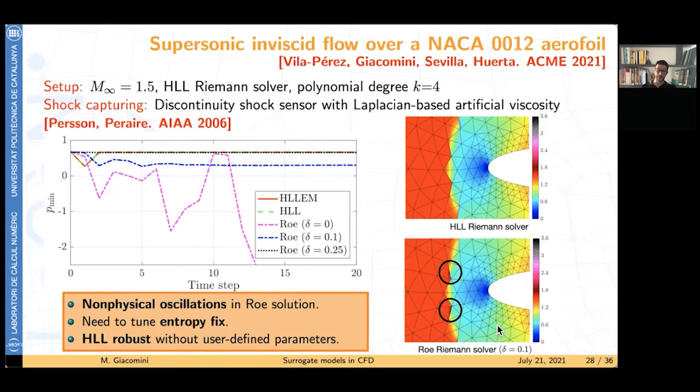So the message is that specifically in the context of supersonic flows, there may appear non-physical oscillations using the Roe method. This is well known in the context of Riemann solvers. And this also extends to the HDG framework, but this can of course be fixed using entropy fixes. But this is generally speaking complex because the parameter needs to be tuned by the user, it's problem dependent, so it may be a little bit complicated. But it can also be fixed using HLL type Riemann solvers, which are robust and do not require any user-defined parameter.